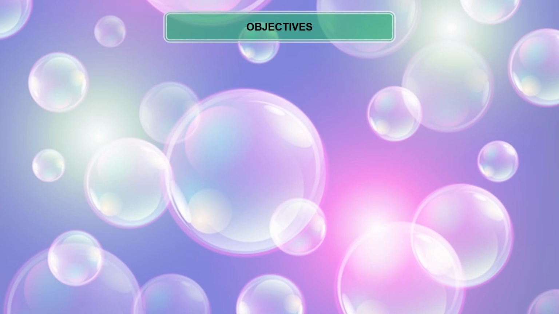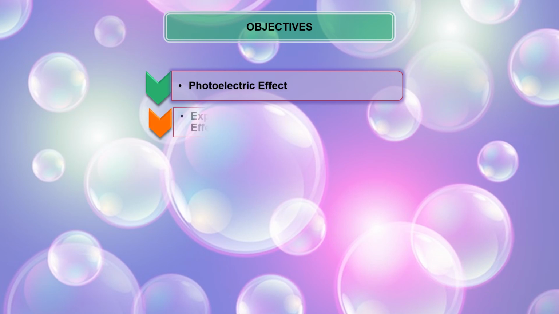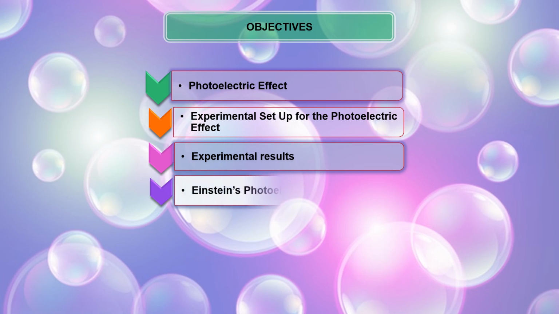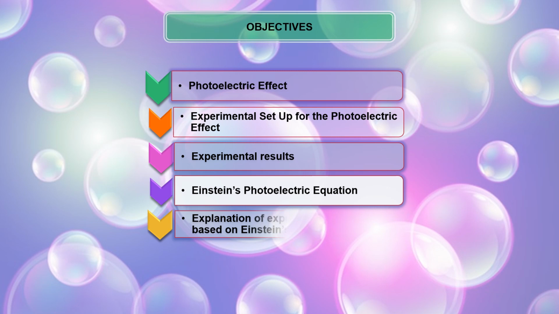After completing this module, a student will be able to understand what is photoelectric effect, what is experimental setup for the photoelectric effect, what are experimental results associated with it, idea of Einstein photoelectric equation which won Nobel Prize in physics later on, and explanation of experimental results based on Einstein equation.